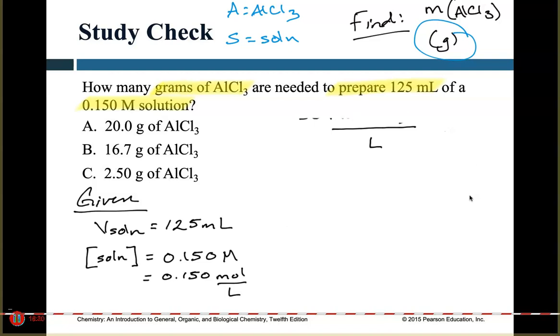So I'm going to actually erase all of this so I have as much space as I can use. So let's start with that.